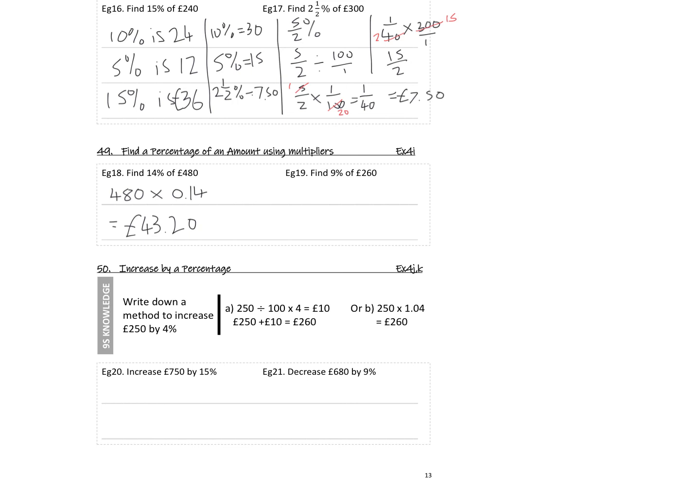Example 19, find 9% of 260. So you multiply 260 by whatever 9% is as a decimal. So divide 9 by 100 and you get 0.09. You put that in your calculator and that would give you £23.40.